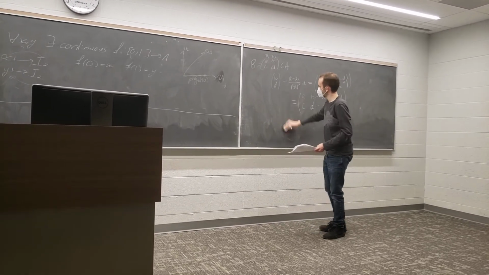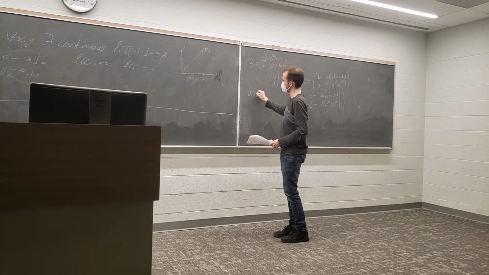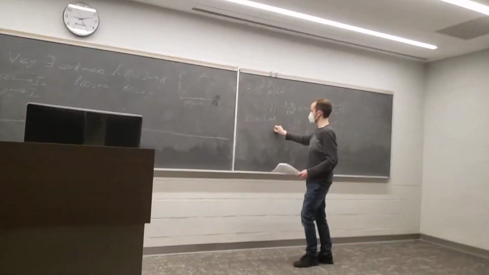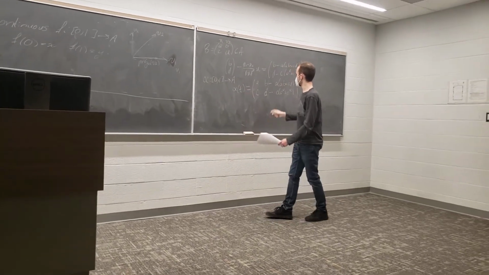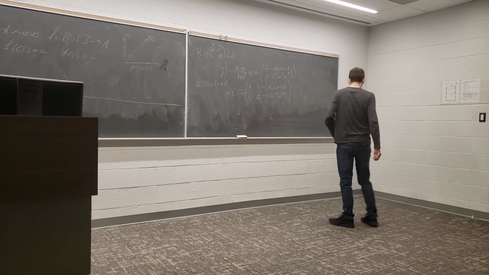I'm going to change this from C, and I'm going to define a map alpha from [0,1] into A, defined by alpha of t equals this stuff. I'm going to drop a t here, I'm going to drop a t here. I threw my chalk away.